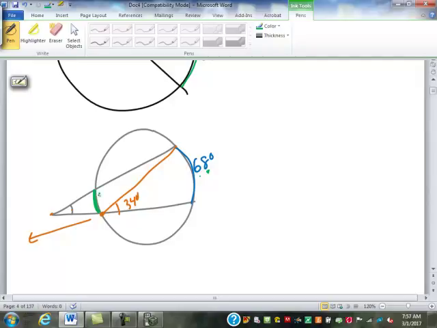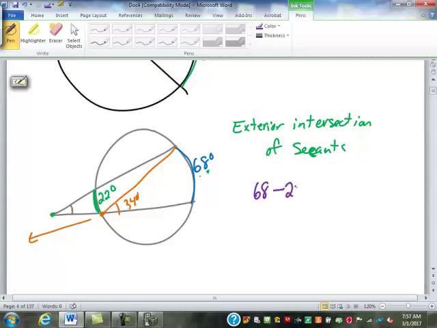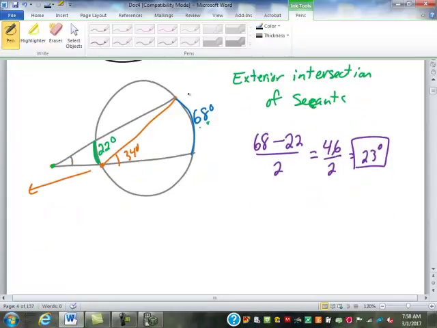So if this arc here is 22 degrees, the way you would find this one, this is what is called an exterior angle, or the intersection of two secants. The intersection of two secants, that angle formed is the big arc minus the little arc divided by 2. So 68 minus 22 is 46, divided by 2 is 23 degrees. Any questions there? 23 is this angle right here.